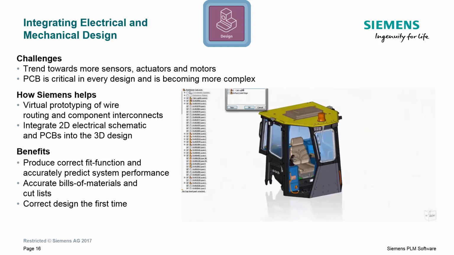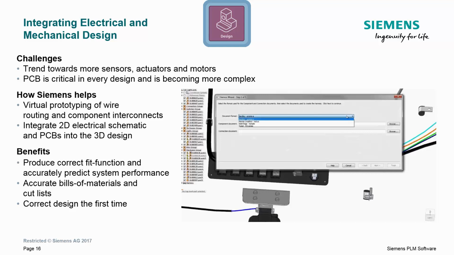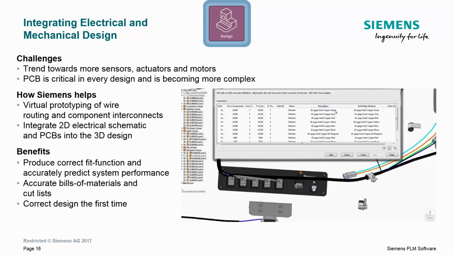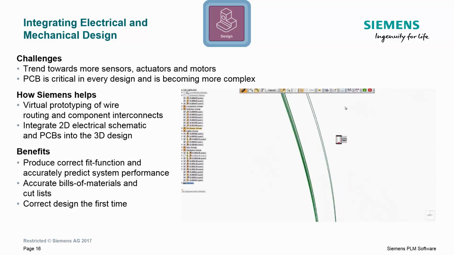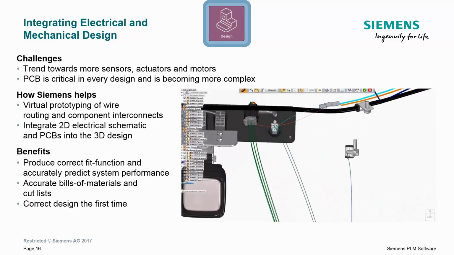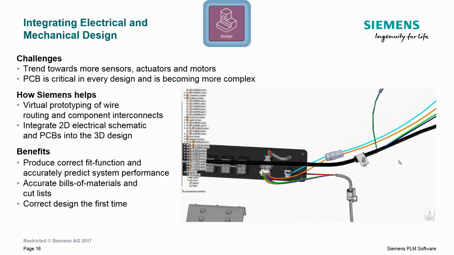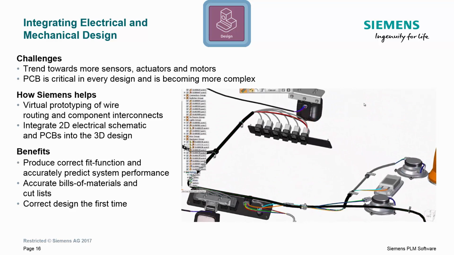A key part of this in machine design is the integration of mechanical and electrical components, such as motors and sensors. Whether creating wires, cables, or bundles from scratch, importing complex electrical CAD schematics to create custom harnesses, or simply rerouting or adding wires to existing harnesses, Solid Edge provides easy-to-use tools to virtually route and connect any electrical components with ease.